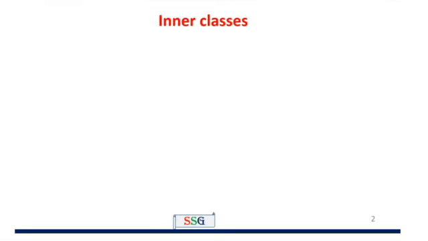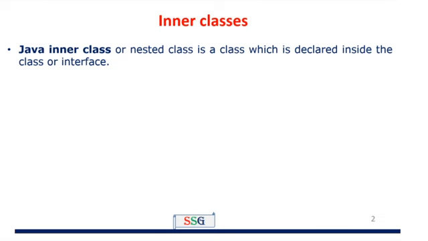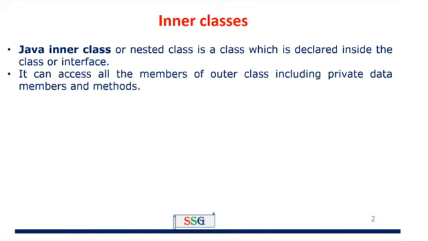First one, inner classes. An inner class or nested class is a class which is declared inside another class. That means there is an outer class, and inside the outer class we are defining one more class. That class is called an inner class. An inner class can access all the members of the outer class, including the private data members and methods.